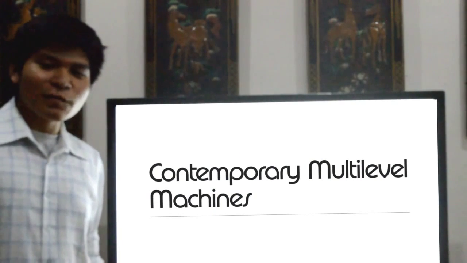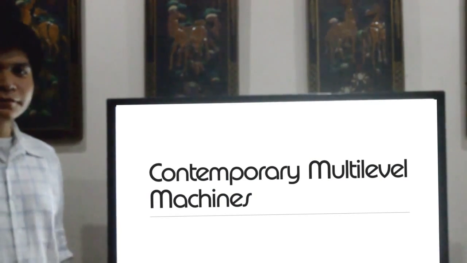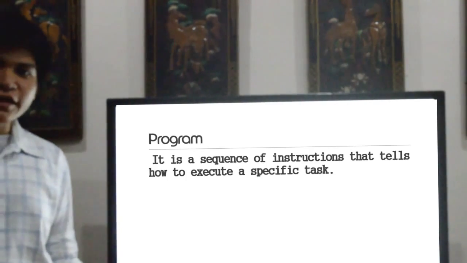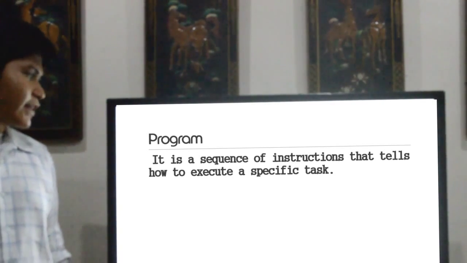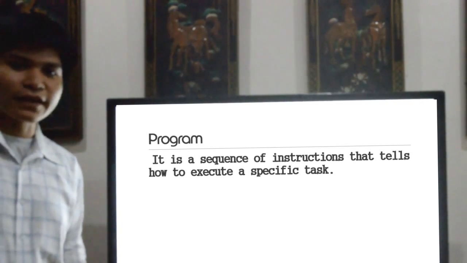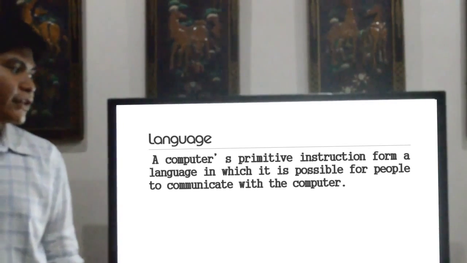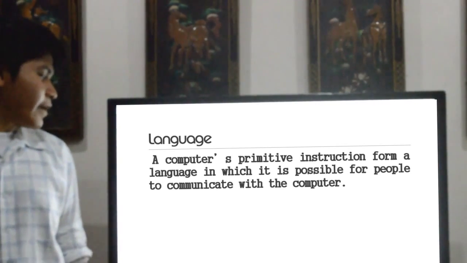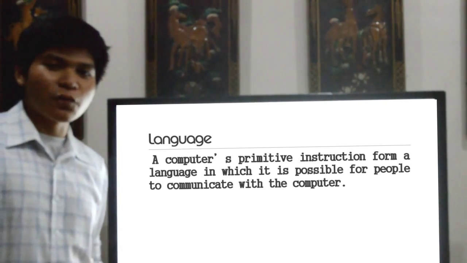Hi guys, today I will be discussing contemporary multi-level machines. Firstly, a program is a sequence of instructions that is executed and tells how to execute a specific task. Language: a computer's primitive instructions form a language in which it is possible for a human to communicate with a computer.